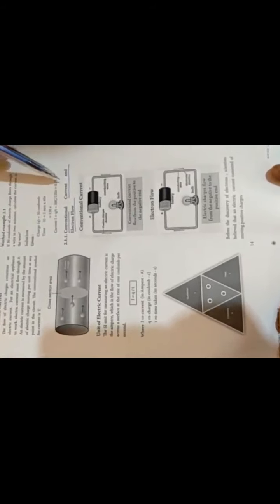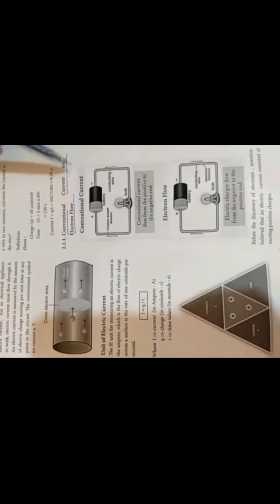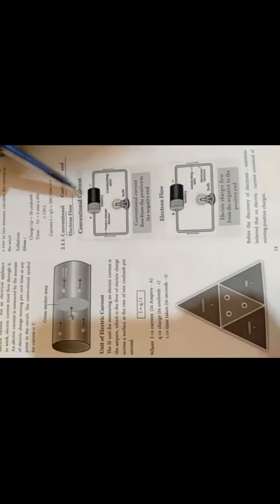Students, today we are going to discuss conventional current and electric flow. First we see conventional current. You see one battery and a bulb connected through a wire. The positive charge connects to the bulb through the wire.